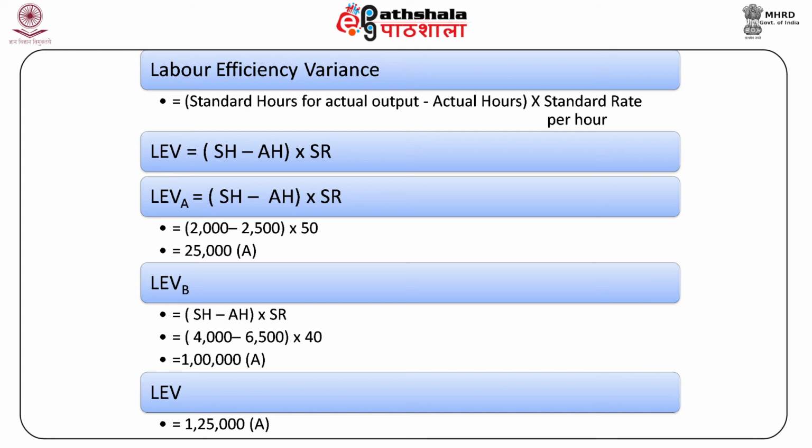LEVB is equal to SH minus AH into SR. Putting the figures in the formula, it is 4,000 minus 6,500 into 40, that comes to 1 lakh, that is adverse. LEV now will be 1,25,000 adverse.